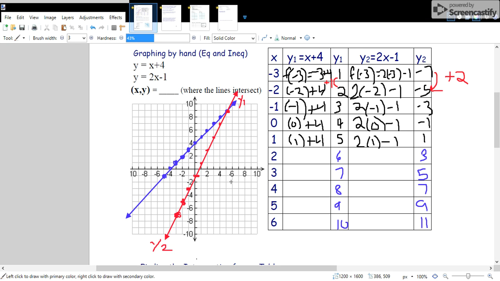So where is the intersection of this? Right here. This is where they cross paths. This is where they intersect. So if we label that point, we have 5, 9. Notice that the y values are the same here. That would be our solution. 5, 9. When x equals 5, y will equal 9 for both of the y lines.